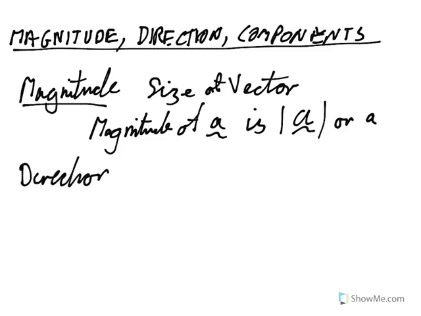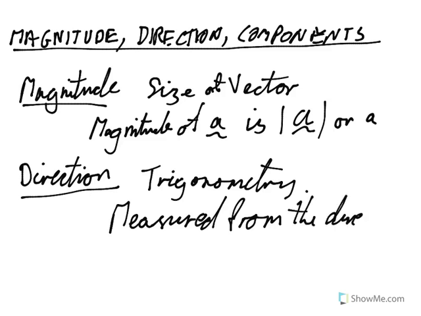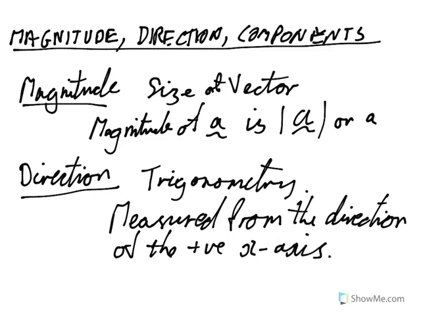Direction. Use trigonometry. And it's measured, it's an angle obviously, from the direction of the positive x-axis. Alright. Okay, so we better have a look at an example.